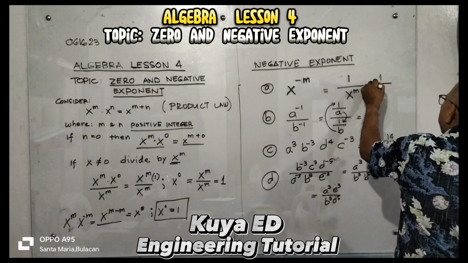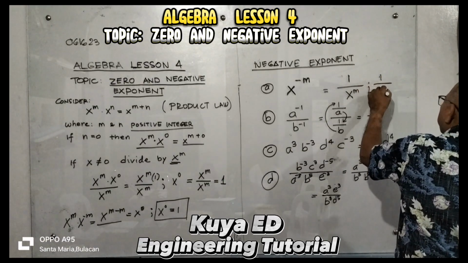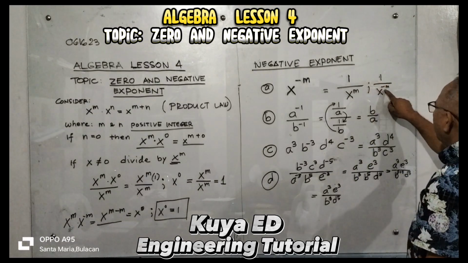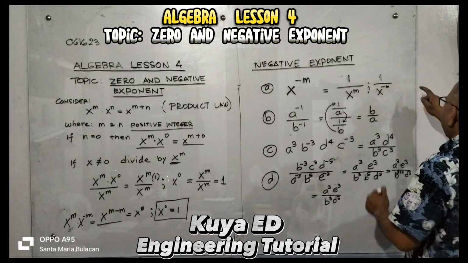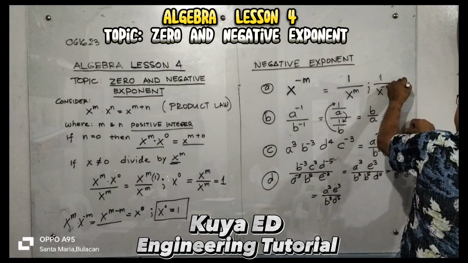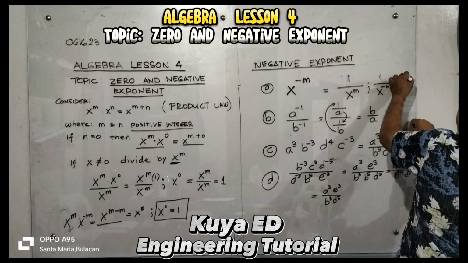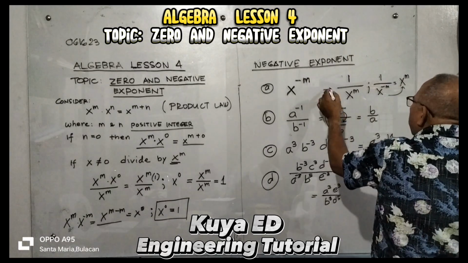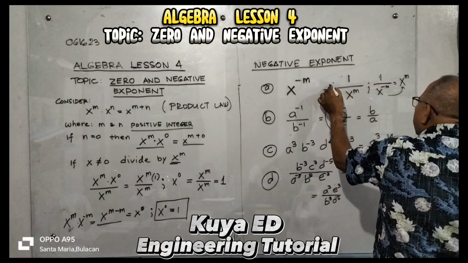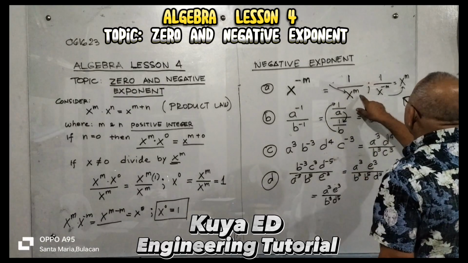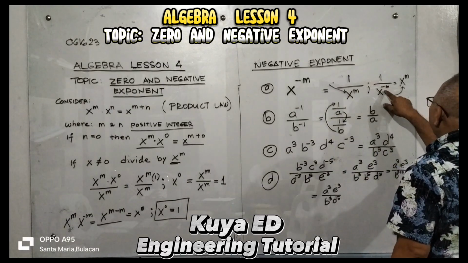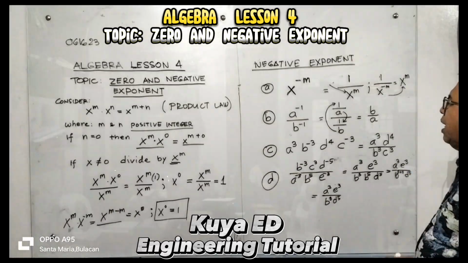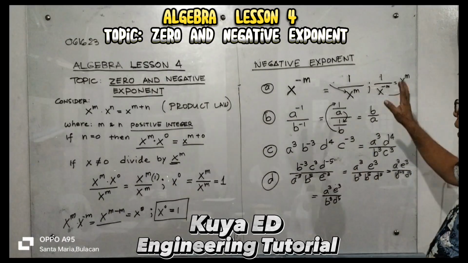1 over x to the negative m. So, negative naman to, ang tutuon niya kalagayan ay x to the m. So, ibalik mo siya sa taas. Ito naman siya, ilagay mo siya sa baba. So, kaya nagiging positive. Ito naman negative na denominator, pag iakyat mo siya, magiging positive. See? So, ganon ang negative exponent.